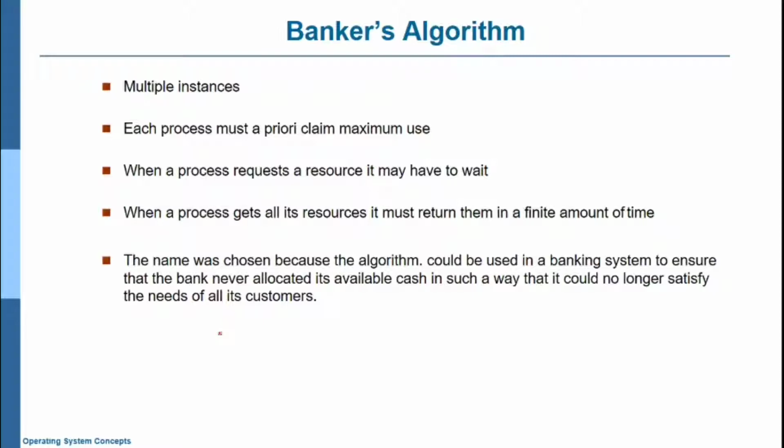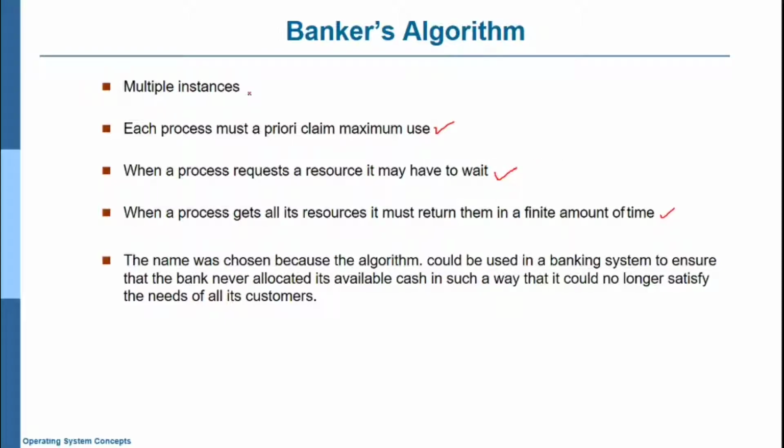Each process must declare its maximum claim in advance. If the number of resources required is known in advance, the process has to claim those particular resources. When a process requests resources, it may have to wait. If the resources are not available, it has to wait in the system. When a process gets all its resources, it must return them in a finite amount of time. When it gets all the resources for the completion of the task, they have to be returned for allocation to the next process.